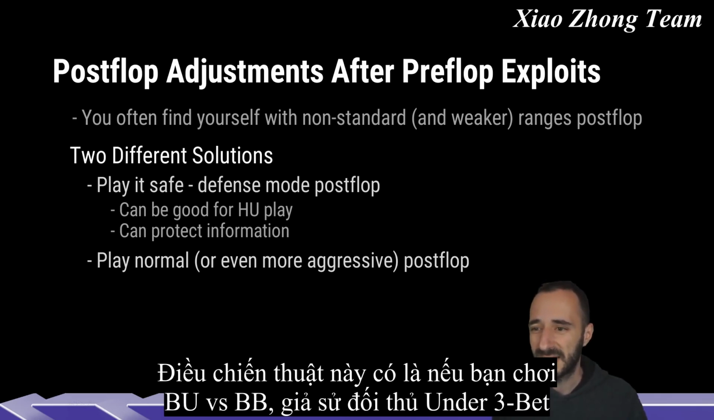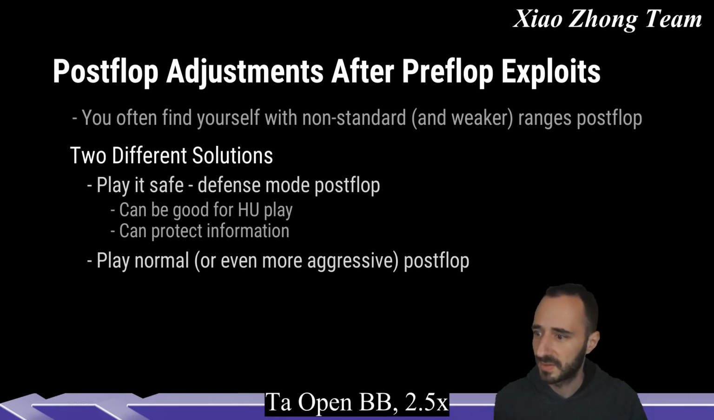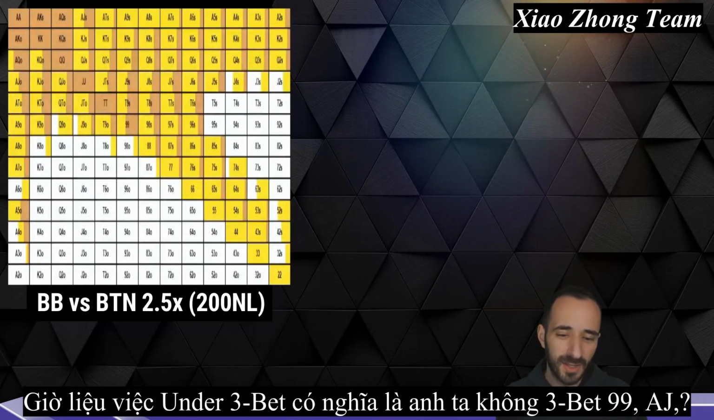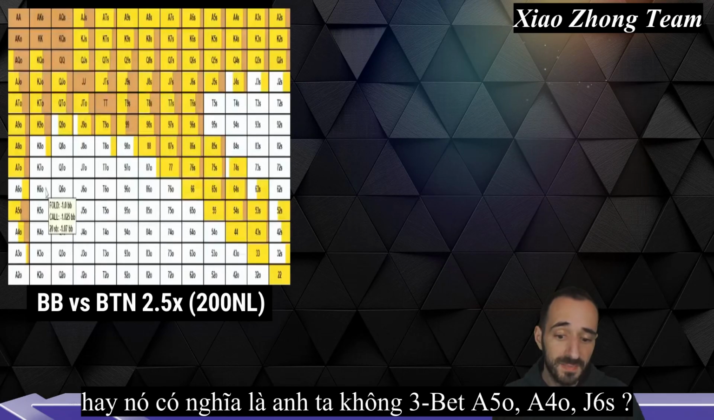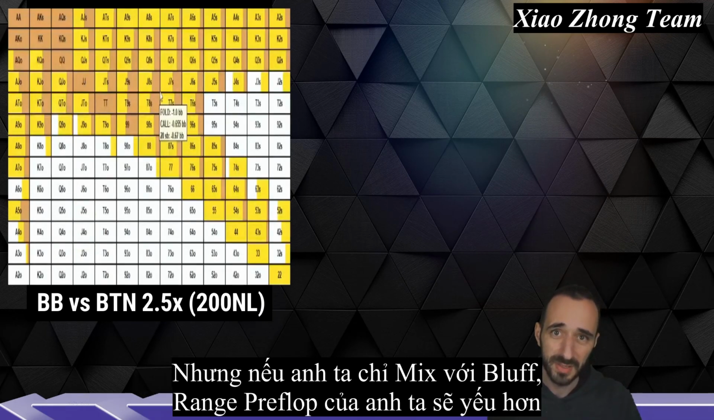And what this strategy might have going for it a bit is if you go button versus big blind and you say, well, let's say my opponent under 3-bets. Well, we'll show this in the Monker sim. Okay, so we open button 2.5x, and you guys can see big blind's 3-bet range. Now, does under 3-betting mean he doesn't 3-bet nines and doesn't 3-bet ace-jack? Or does it mean he doesn't 3-bet ace-5 off and ace-4 off and jack-6 suited? Which one is it? Because if he's tighter with a value range, then his pre-flop range gets stronger. But if he just misses bluffs, his pre-flop range actually gets weaker.